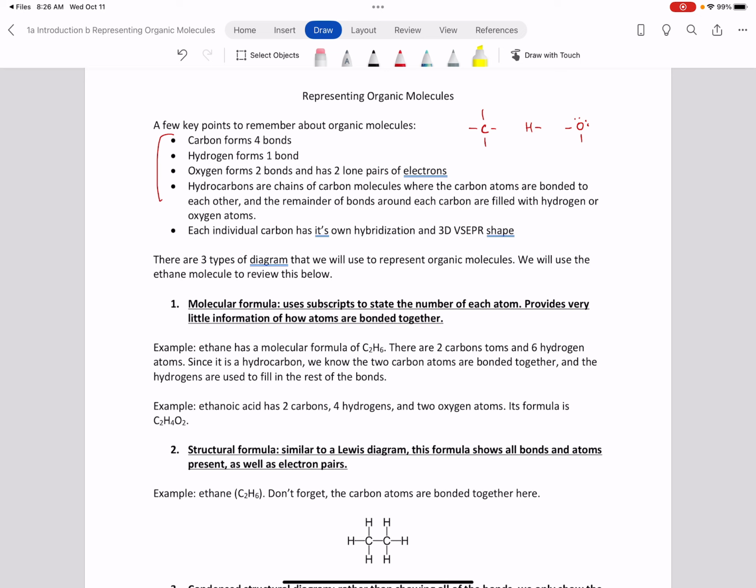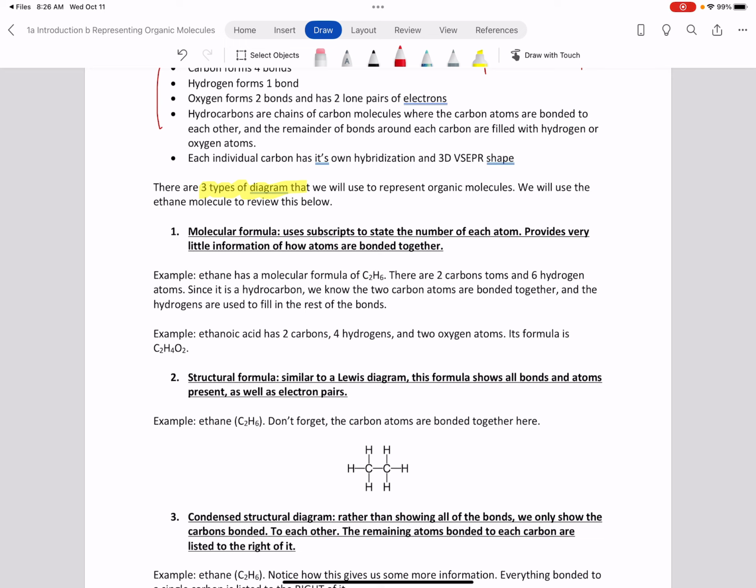There are 3 types that we use depending on the information that we want to get across. So the first one is just the molecular formula. This tells us how many atoms of each are in a molecule. So if we look at the first example, ethane has a molecular formula of C2H6.